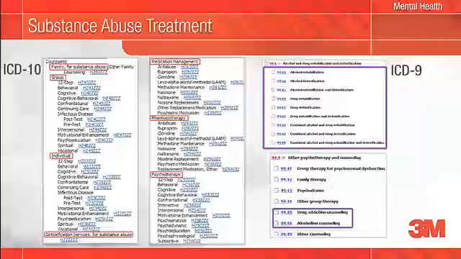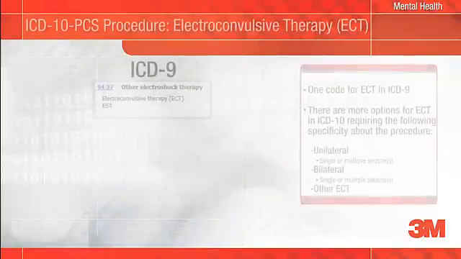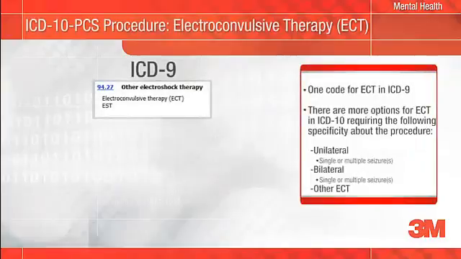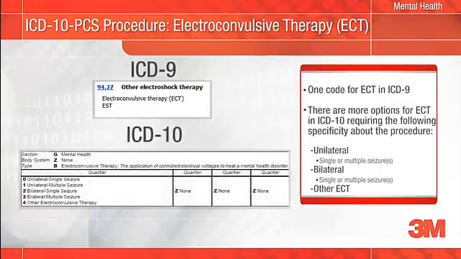In addition, the replacement medication you prescribe for treatment or manage on a follow-up basis should be clearly identified as well. In ICD-9, there was only one code for electroconvulsive therapy, ECT. In ICD-10, there are more code options for ECT, requiring you to specify in your procedure note whether the ECT treatment is unilateral or bilateral, and if it consists of a single or multiple seizures.